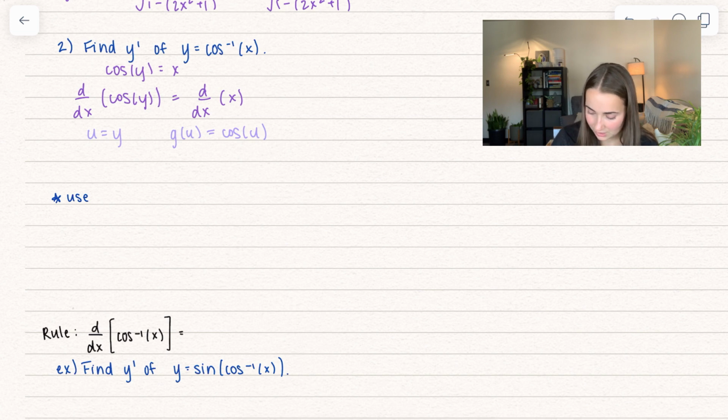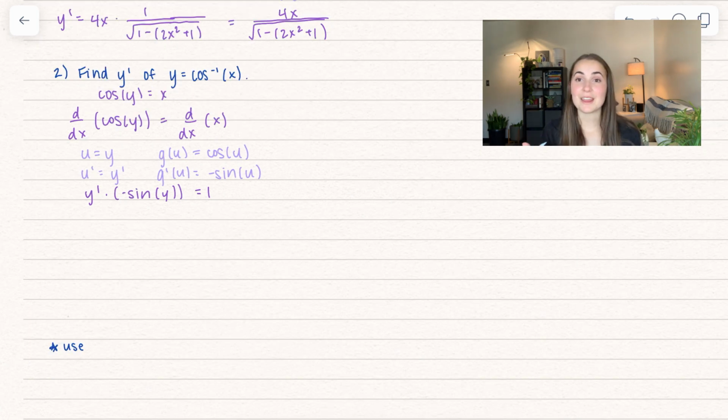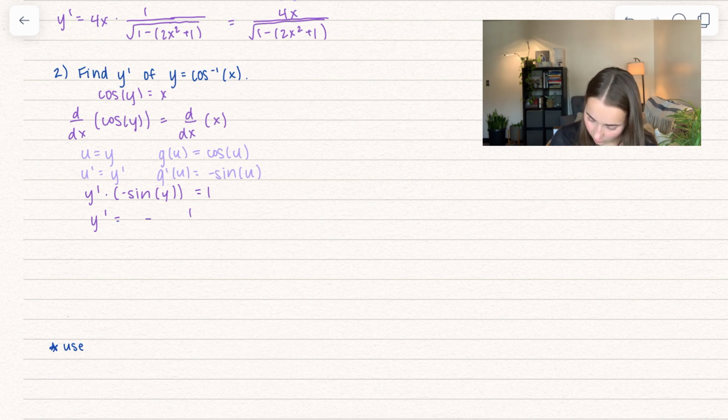When I find these derivatives, I get u prime is equal to y prime, and I get g prime of u is actually equal to negative sine of u. So when I plug these in, I get y prime times negative sine of y is equal to the derivative of x, which is just equal to 1. Okay, so remember we are trying to solve for y prime. So what I'm going to do is divide over that negative sine y. So we get negative 1 over sine of y.